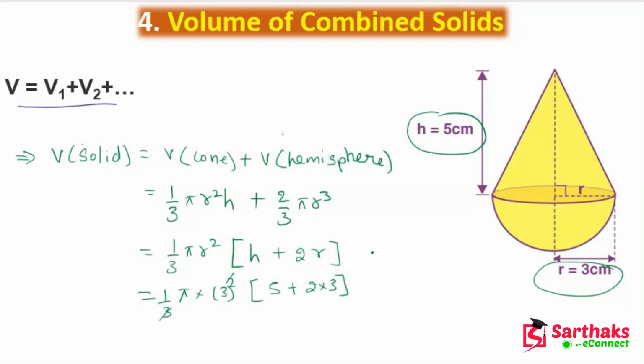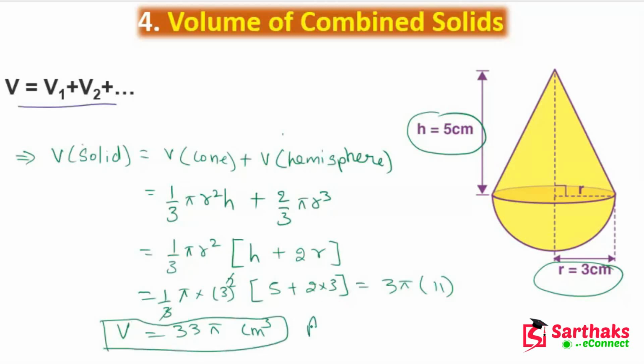So we get 3 pi into, here 2 into 3 is 6, and 6 plus 5 is 11. If we multiply 3 into 11, we get 33 pi centimeter cube. We know that the unit of volume is always cubic meter or cubic centimeter. This is the volume of the combined solid. I hope you understand these things. This is the method to solve the volume of a combined solid. Now let's do some problems.